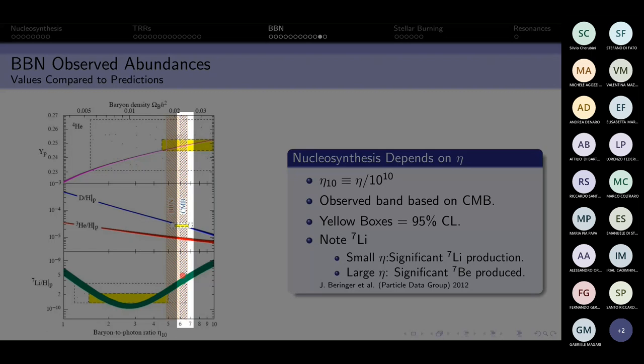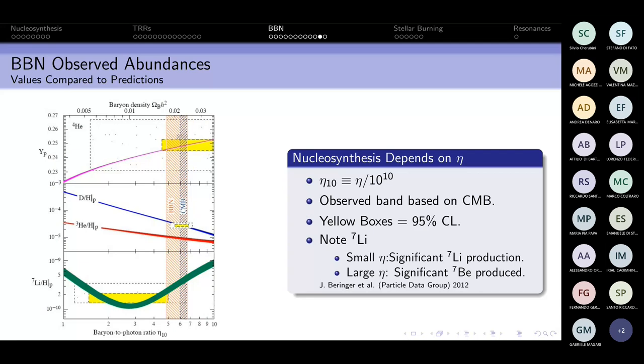But we can look at very old stars, very old galaxies, and the spectra of very far away objects, and we can determine how much deuterium, helium, and lithium are in those objects, and get an idea of what Big Bang nucleosynthesis really looked like. That's what these yellow squares are. The yellow squares are observations, and they include the uncertainties.